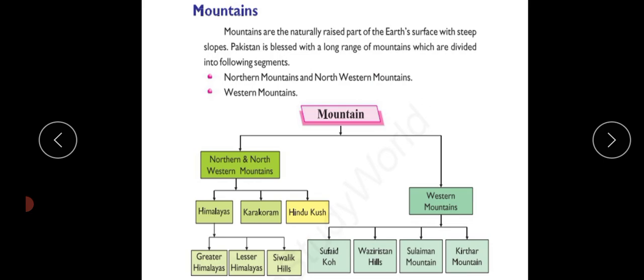डिवाइड किया गया है, Northern Mountains and North Western Mountains, and then Western Mountains. इस flow chart में अगर आप देखें, so पाकिस्तान के mountains को 2 parts में divide किया गया है। Northern and North Western Mountains में कौन से mountain ranges शामिल हैं? Himalayas, Karakoram, Hindu Kush, and then Himalayas is further divided into the 3 branches, the Greater Himalayas, the Lesser Himalayas, and the Shivaliks. And then in the western side there are western mountains which include Sufedko, Waziristan Hills, Suleiman Mountain, and Kirthar Mountain.